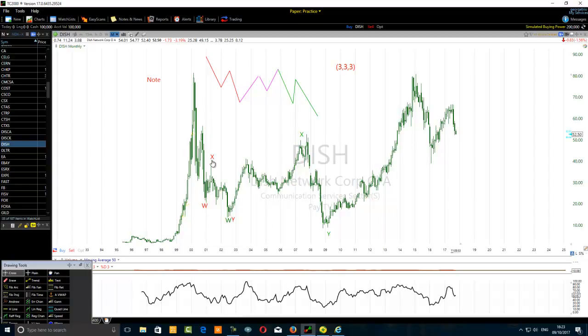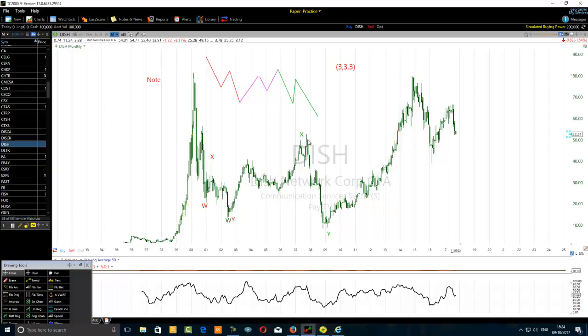A red WXY. Now that's the first three. Now the X is the green one here that is connecting it with another correction. So double three is what? A WXY pattern. Double three means double corrective wave, connected by the X wave. The X wave is the failure of a trend.